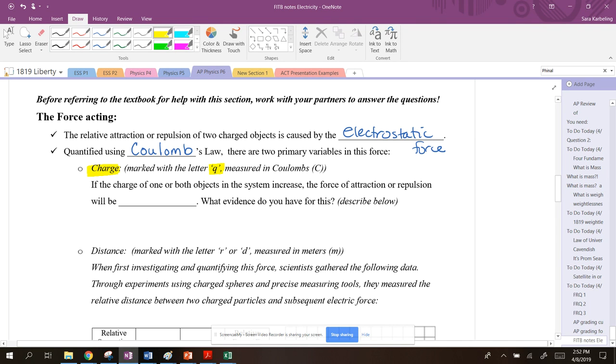There is not really a good reason for big Q versus little q, although what I've noticed is that generally big Q is used for things that are bigger charges. But there's no really good rhyme or reason to it, okay? And charge is measured in, you guessed it, coulombs, okay? So Coulomb's law includes charge, which is measured in coulombs. If the charge of one or both objects increases, the force of attraction or repulsion will be what? What do you think? The bigger the charge, the bigger the force, or the smaller the force? Bigger. The bigger the force, yeah.